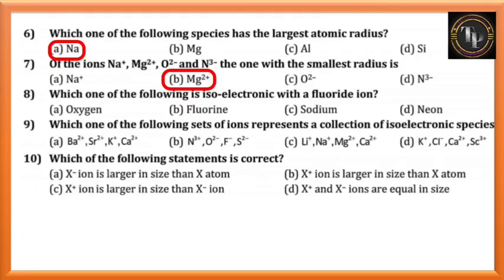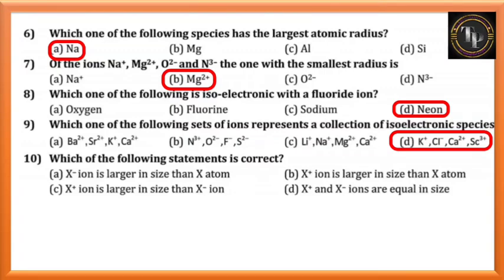So isoelectronic with the fluoride ion they are asking. F minus means 10 electrons they are asking. So it is present in neon only. Which one of the following sets of ions represents a collection of isoelectronic species? K plus, Cl minus, Ca2 plus or S2 minus. In all cases the electrons are 18.